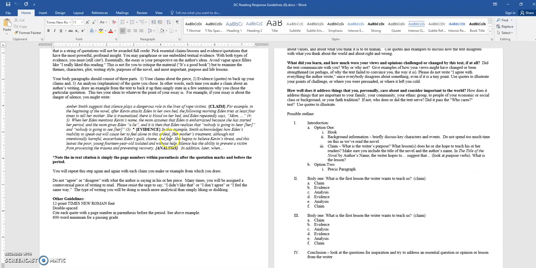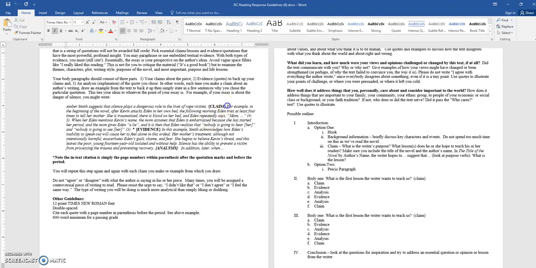Okay, now here is an example that you can read. It's from a novel, so it's something that's not part of our curriculum, but it is just an example. Here's the claim. Amber Smith suggests that silence plays a dangerous role in the lives of rape victims. That's her message to the readers. If we don't talk about it, it causes more destruction.